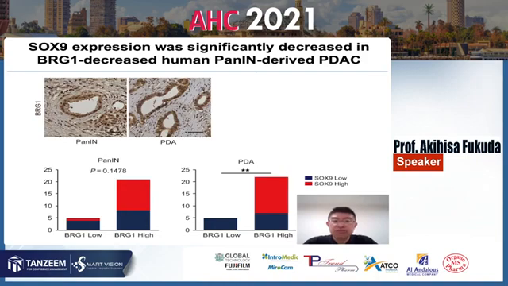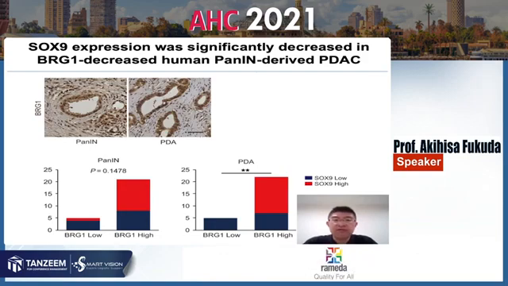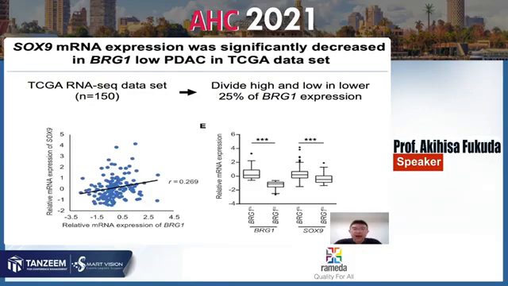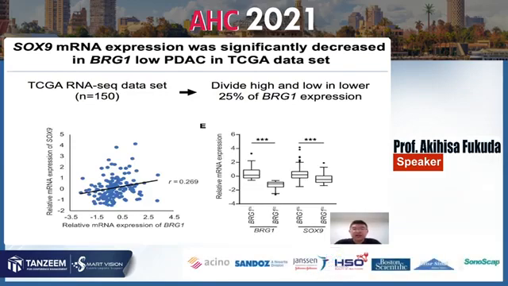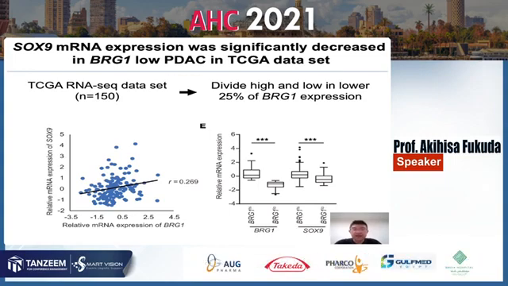Notably, the relationship between BRG1 and SOX9 was also maintained in human PanIN and PDAC. Next, we analyzed messenger RNA expression from the TCGA database. SOX9 messenger RNA expression level was also correlated with BRG1 expression in human PDAC.